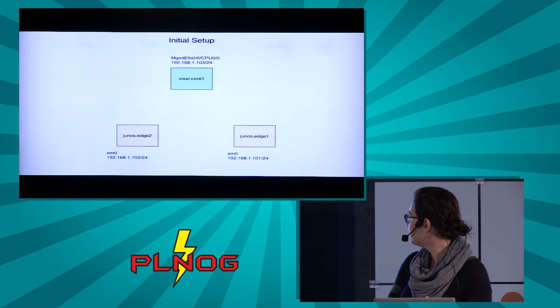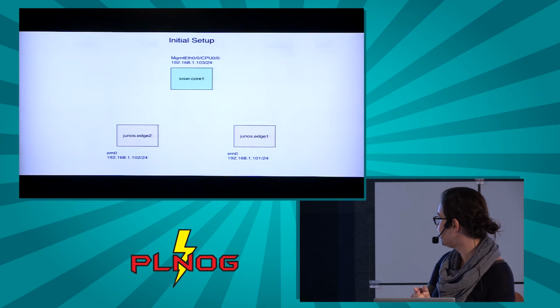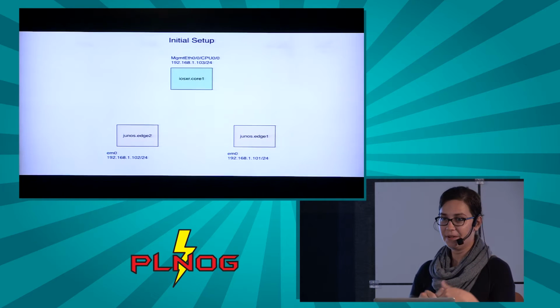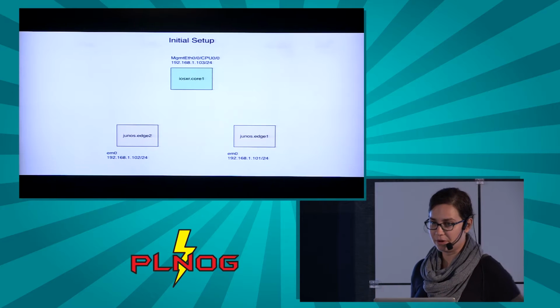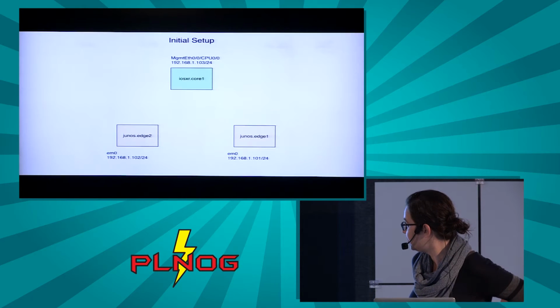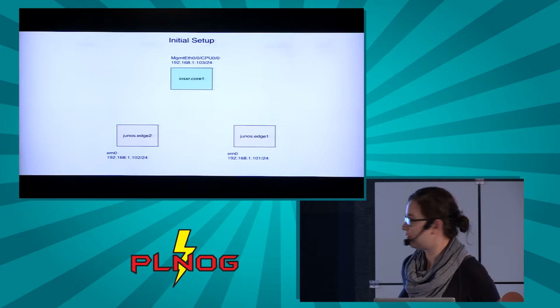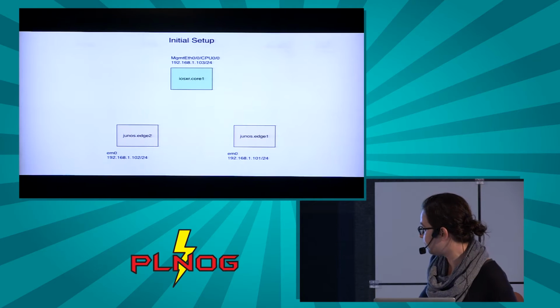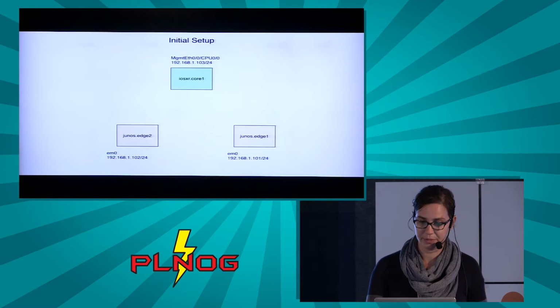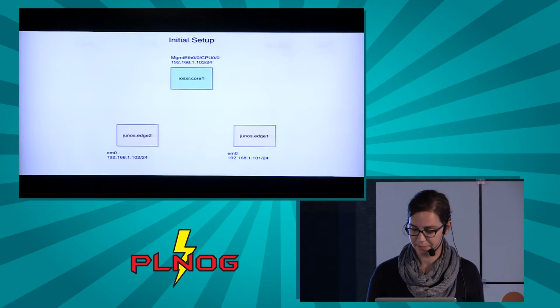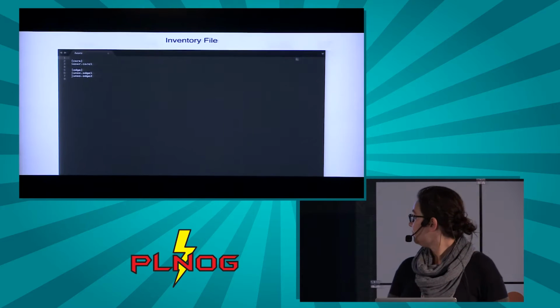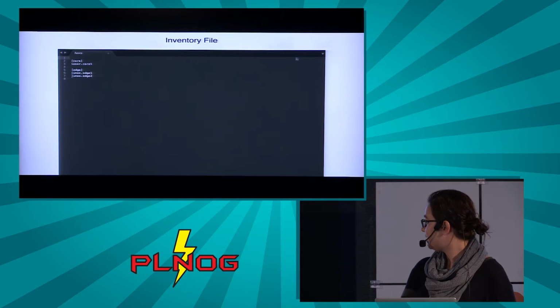Okay, so we have 3 routers configured initially just to see how this is working. To be able to reach the box via any mechanism, you'll need to have some basic connectivity configured on it. So we have 3 VMs set up with management interface and IP addresses on them. Okay, let's dive into the Ansible part of things.